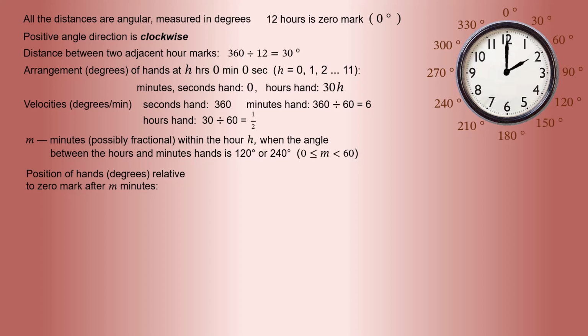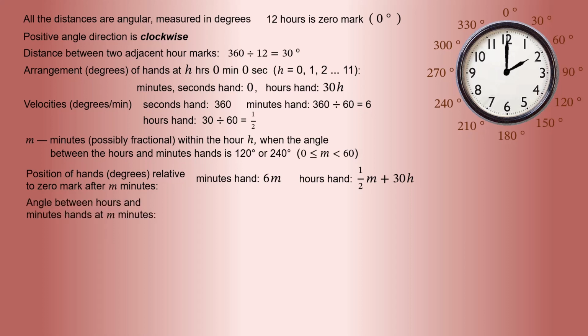The minutes hand starts each hour at 0 mark, so to find its position we just multiply its speed, which is 6 degrees per minute, by the number of minutes m. The speed of an hour hand is half a degree per minute, and it starts an hour at 30h degrees. Therefore, its position after m minutes is half of m plus 30h. Since the movement is considered within an hour, neither of the hands could make a full turn. Therefore, the angle between the hands is just the difference of their positions.